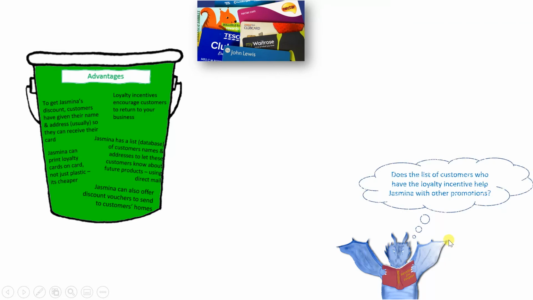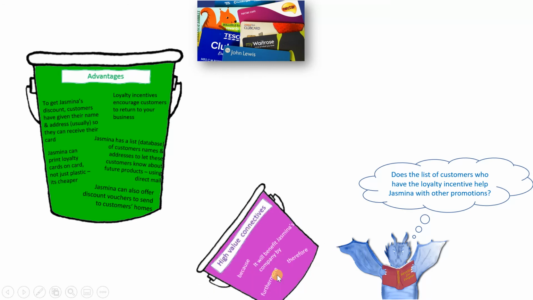Now, Darth Leonard, the dragon's been having a few thoughts about these statements, and one question that's popped up is whether this list of customers that Jasmina could create for those customers who come in and say they'd like a loyalty card, would it help Jasmina with any other promotional activity? That's something you need to think of, particularly as we move to the purple bucket.